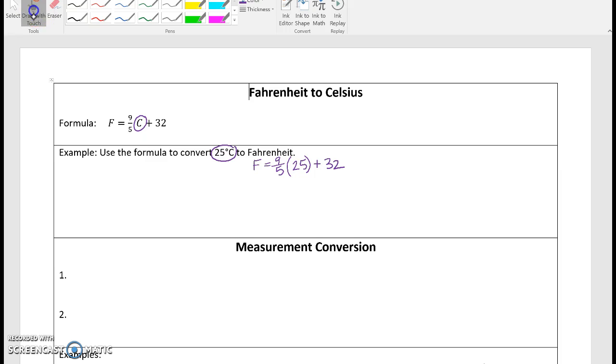So to change it to a decimal, I'm going to do top in, bottom out. So 9 divided by 5. 5 goes into 9 one time. 9 minus 5 is 4. Put a decimal and a 0. Put my decimal up top. So 5 goes into 40 8 times. Okay, so now I can rewrite my formula as F equals 1.8 times 25 plus 32.